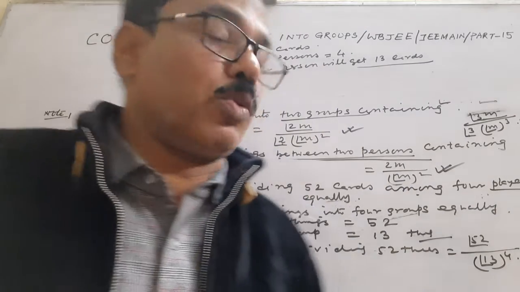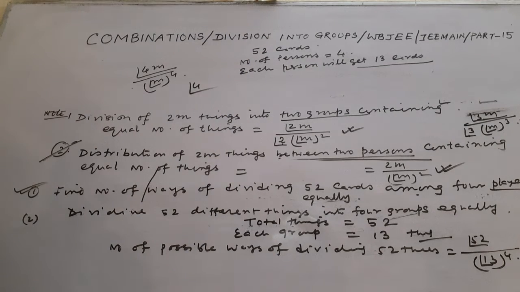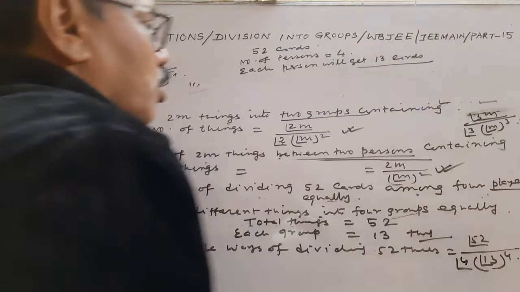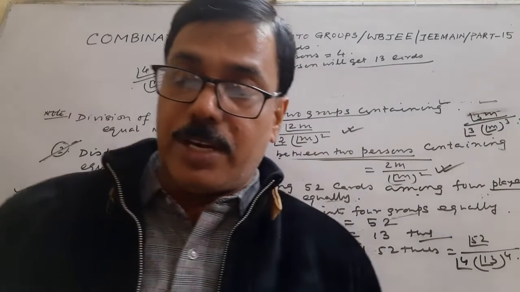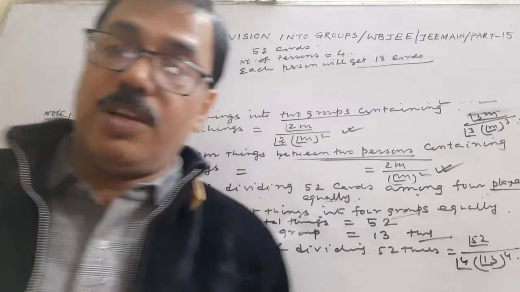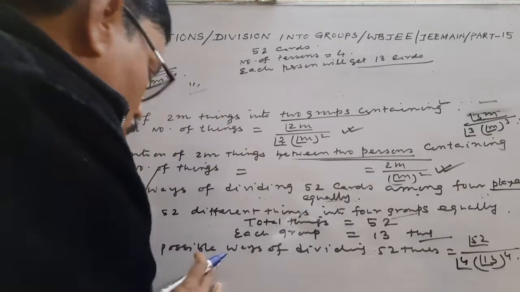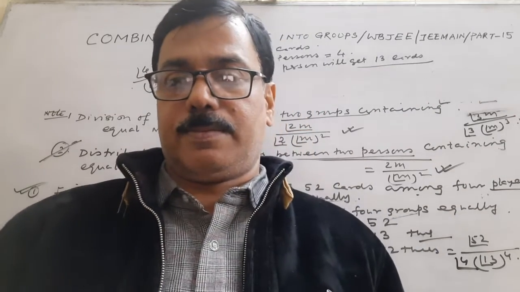Now look at note 4. So factorial 4, the number of groups will be equal. So that is 24. You have to divide it by factorial 4. So it will come from this note. So this should be noted. Whether it is distributed among 4 persons or into 4 groups, if it is 4 groups, then you have to divide it by factorial 4. So this is to be noted.